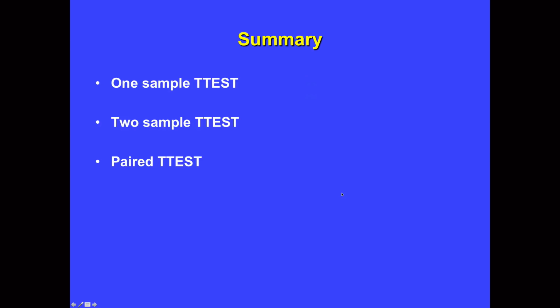So in summary, we've talked about the t-test overall. We went over specific examples of a one-sample t-test, a two-sample t-test, and paired t-tests. I tried to give some general examples of when each would be appropriate, and you've seen some code demonstrating how these various t-tests can be run.